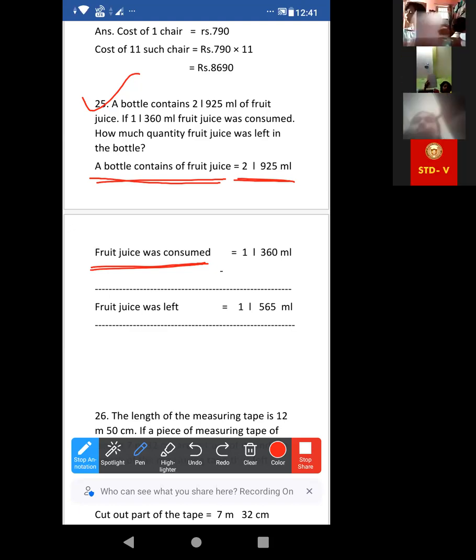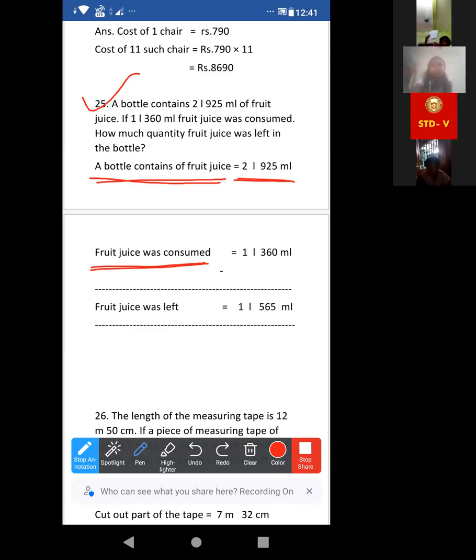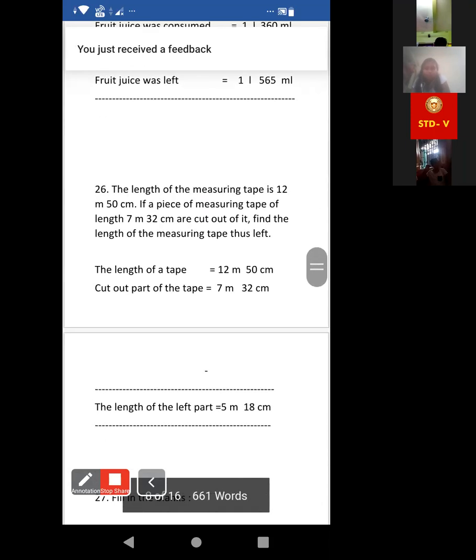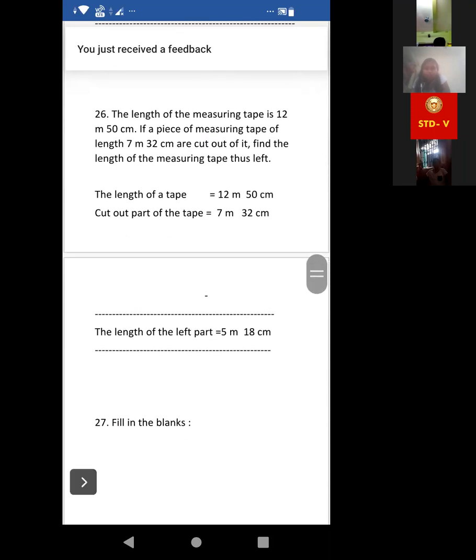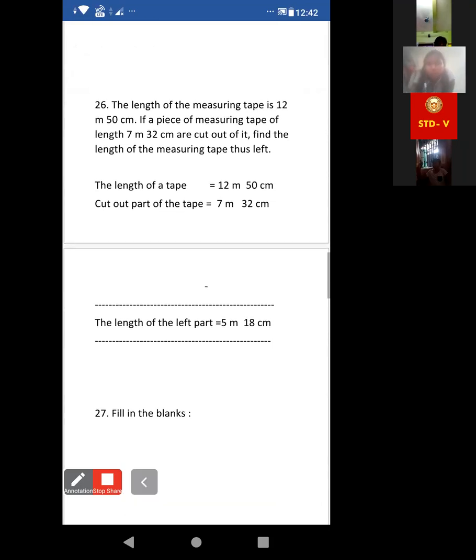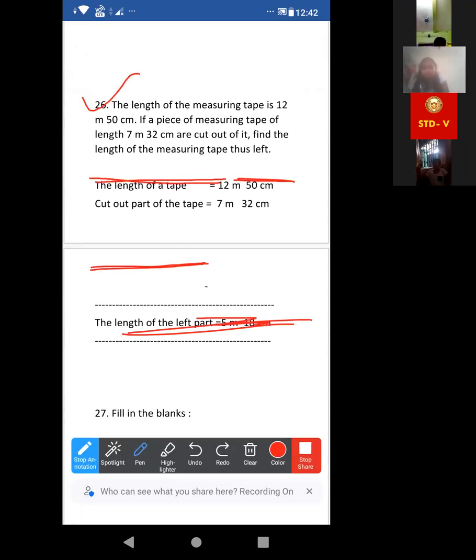I have seen the copy. Don't worry, I'll see the copy again after 10 or 15 minutes. At first, let me complete a few questions. 25 done. Now I am moving to the next one, 26. Just look at this. Here also I am covering the answer.